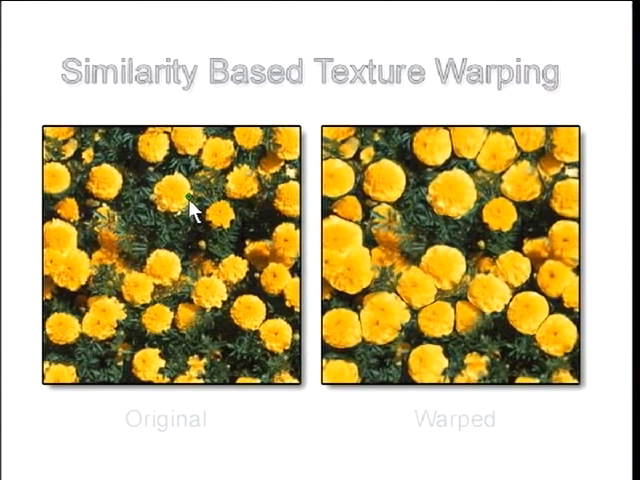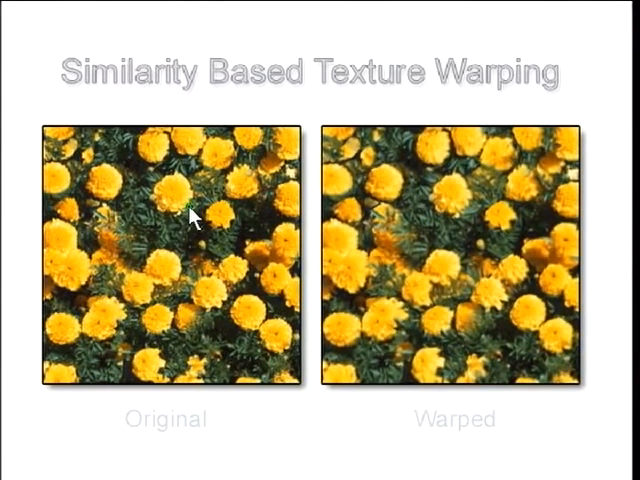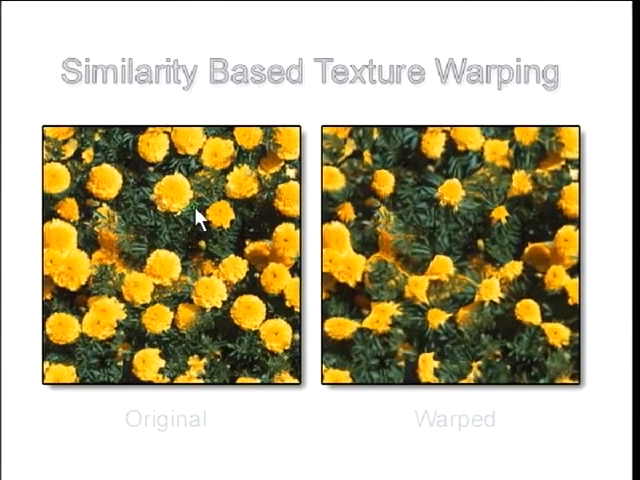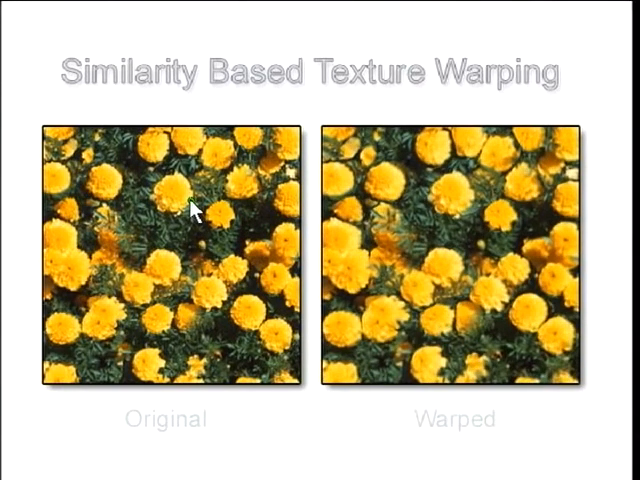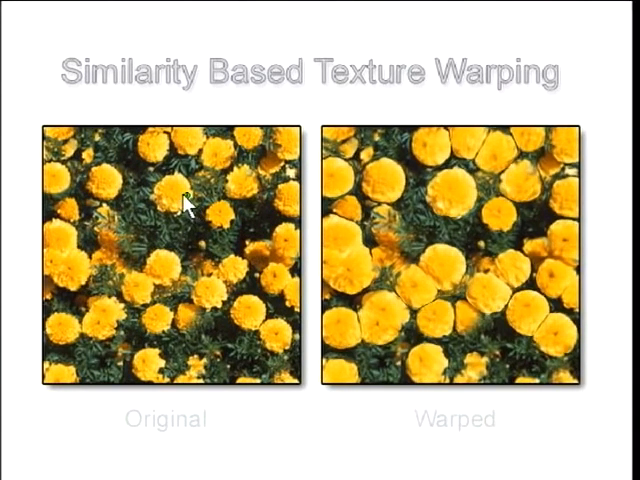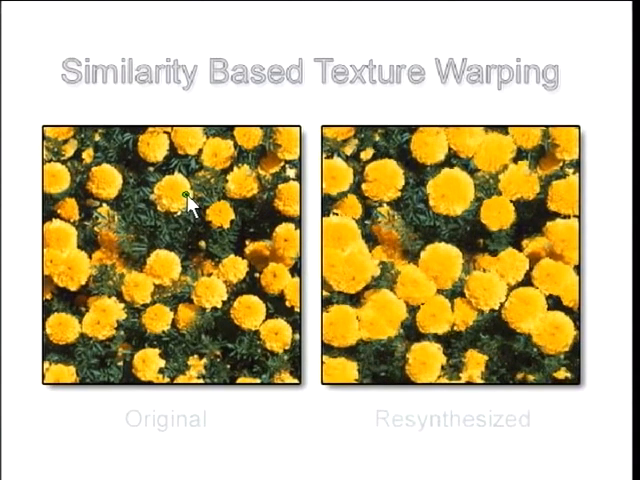Depending on the texture and on the degree of area expansion, high-frequency details can sometimes be lost. In this case, the flower heads become conspicuously stretched. To overcome this, we employ the super-resolution method of Hertzmann et al. to reintroduce the lost detail while maintaining the expanded shape.